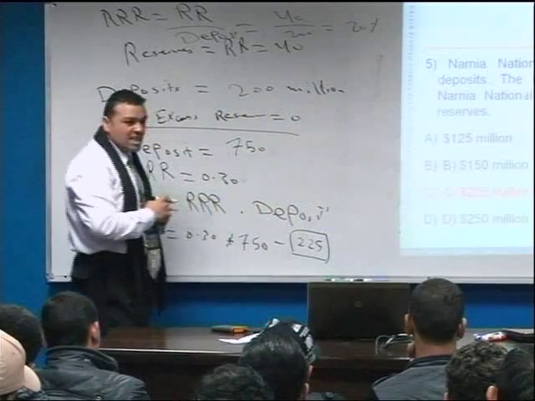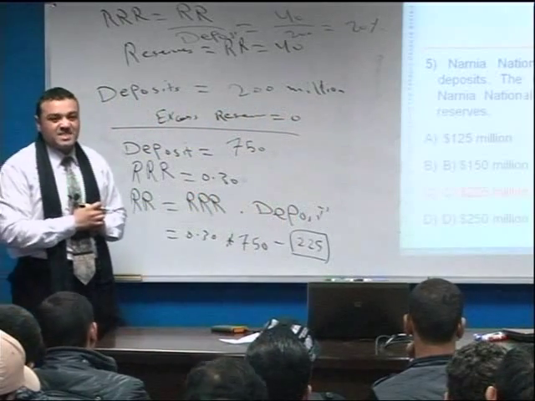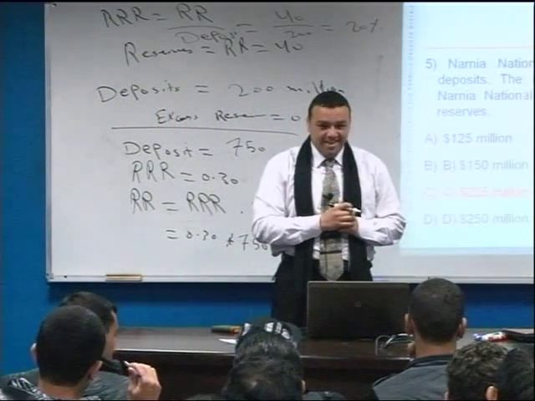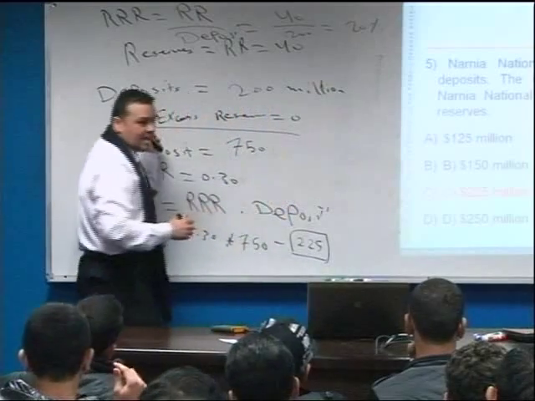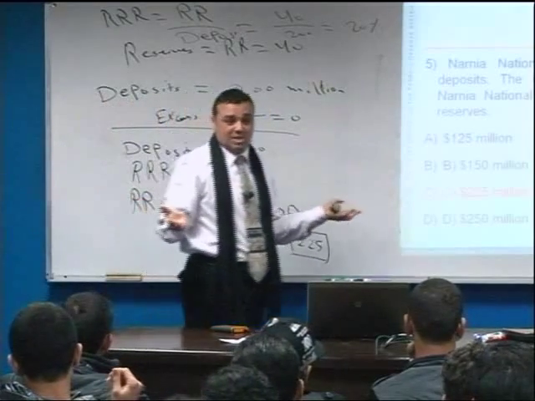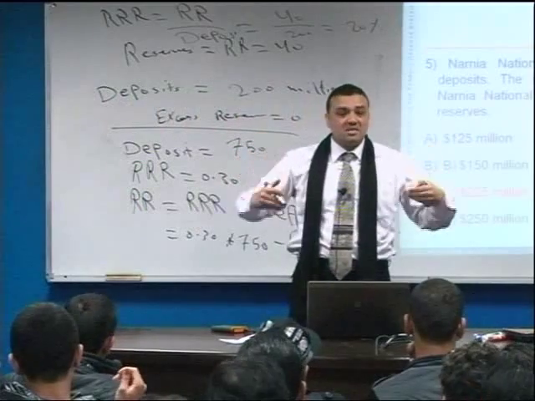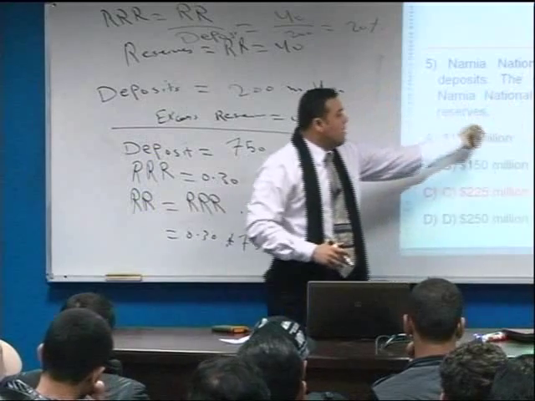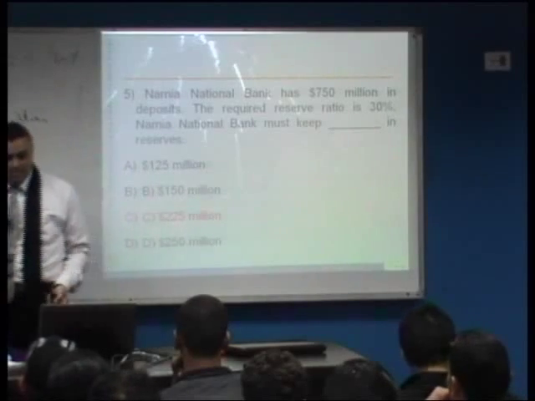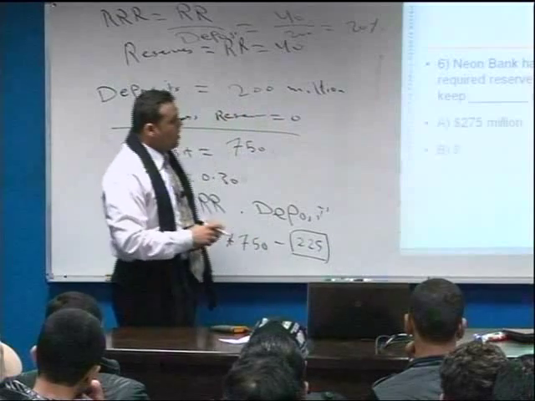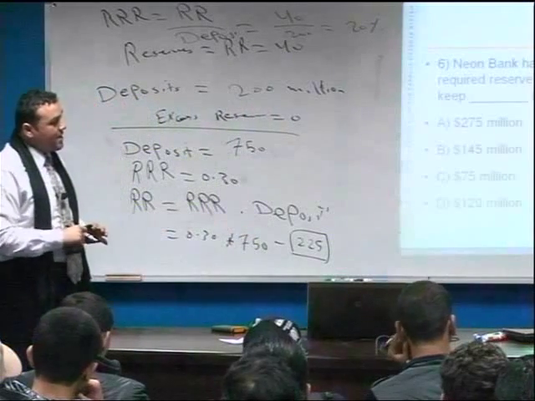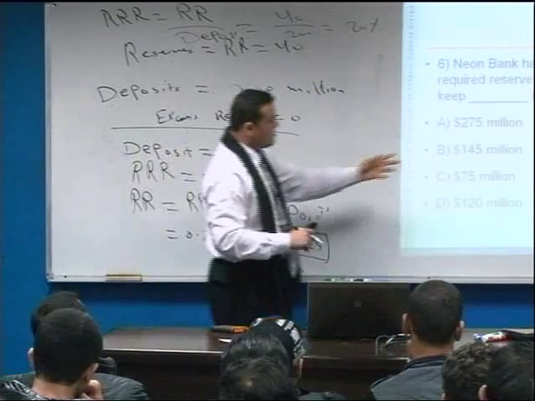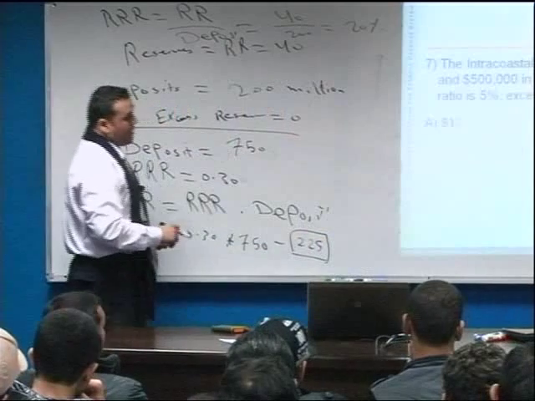Then how much do they have as excess reserves in this case? 750 minus 200. Exactly. In this case the question did not say the excess reserve equals 0. So the excess reserve equals the total reserves minus the required reserves, right? Naim Bank has $300 million in deposits. The required reserve ratio is exactly the same.